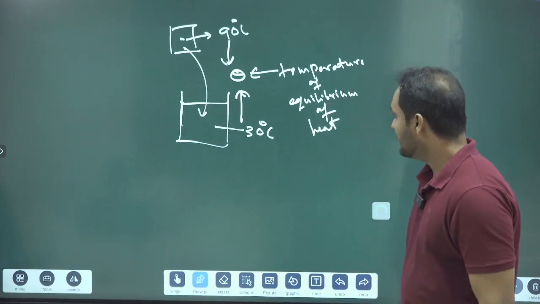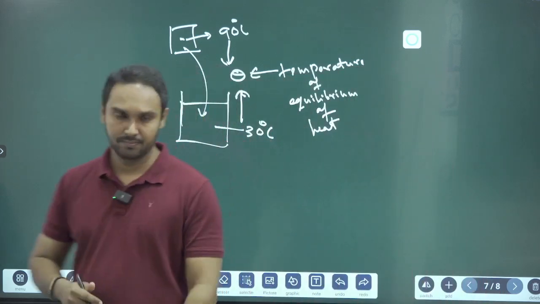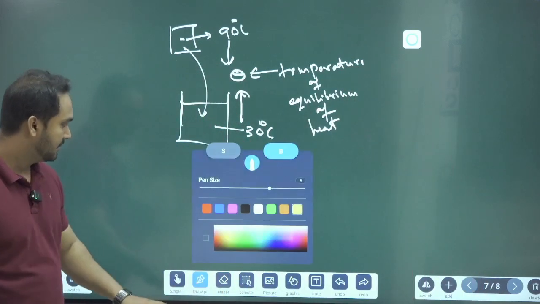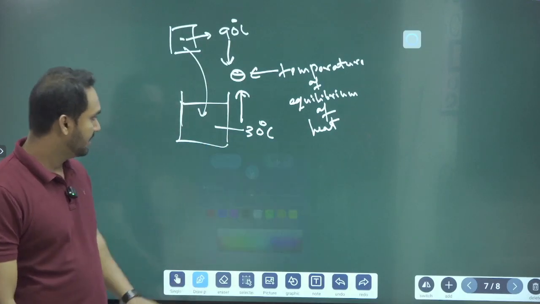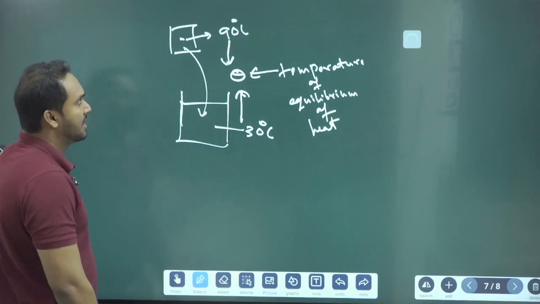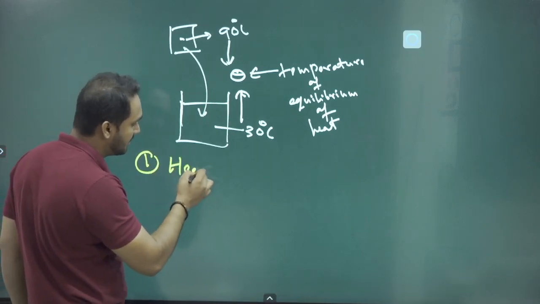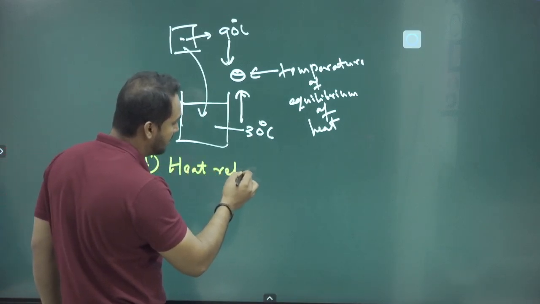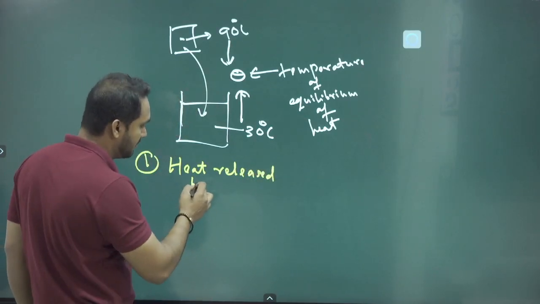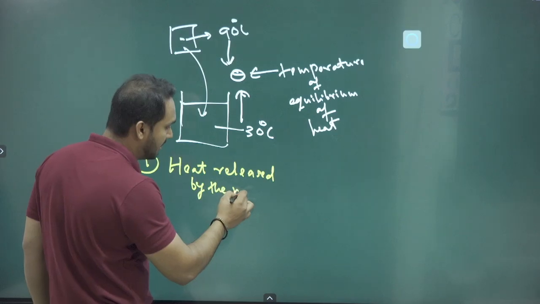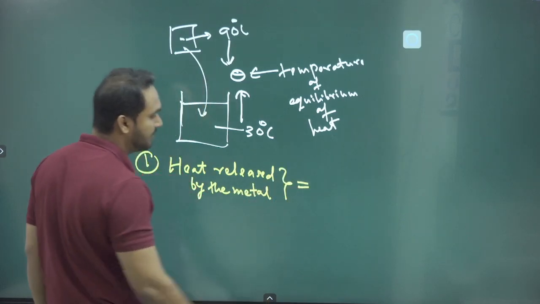Right. So now we will have to apply this into a mathematical formula. What is the mathematical formula we are going to apply here? The first formula is heat released, or passed by the metal, is equal to what?